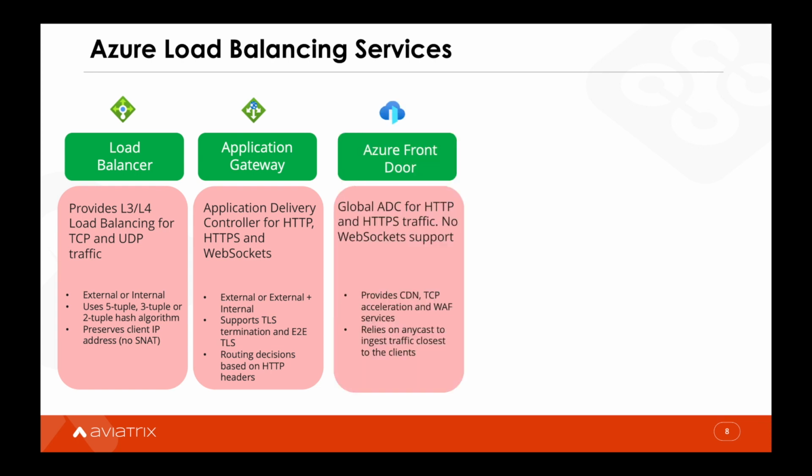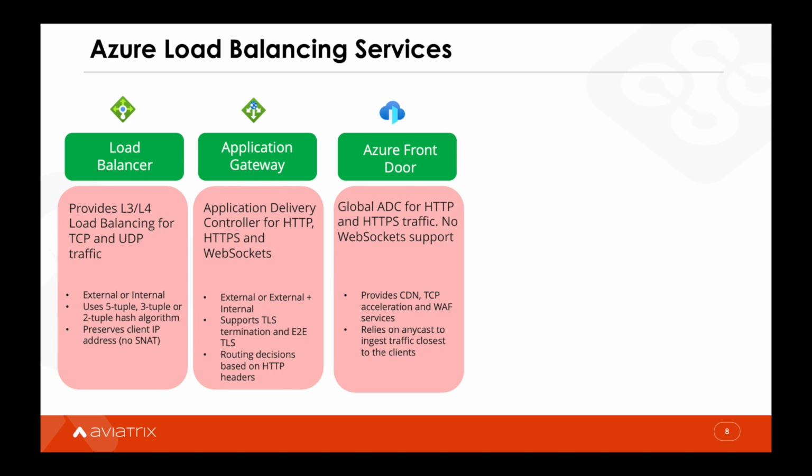Another application delivery controller for web traffic is Azure Front Door. And unlike Application Gateway, Azure Front Door is a global resource and not bound to a specific region. It leverages edge locations around the world along with Anycast routing to ingest traffic closest to the clients. It also provides CDN functionalities and TCP connection acceleration. However, it doesn't support WebSockets. As with Application Gateways, the backends can be located in Azure or anywhere on the internet. Backends located in Azure can also be exposed to private endpoints, which removes the need to expose them to a public IP address.